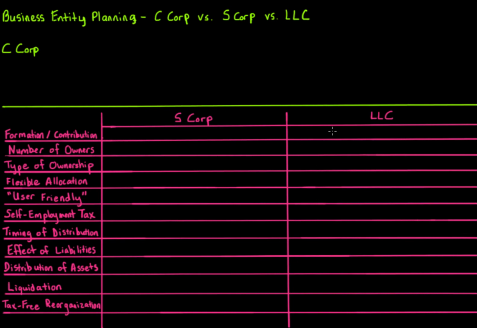Now, before we go into business entity choice, business entity planning, picking between a C corporation, S corporation, and LLC, and looking at the tax consequences and tax issues involved, I want to make the point about the Tax Cuts and Jobs Act of 2017. Before the Tax Cuts and Jobs Act of 2017, it was even more clear that a C corporation was not really the entity to choose, because it was so obvious the S corporation and LLC were such a better entity when you looked at double taxation and whatnot.